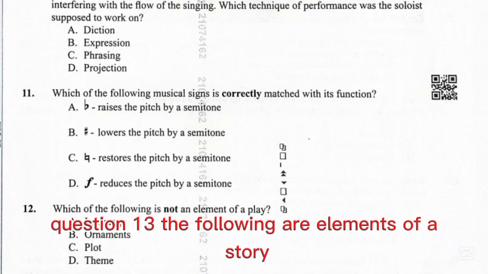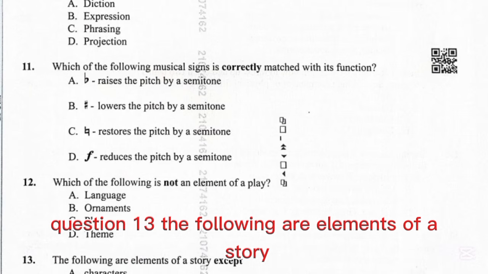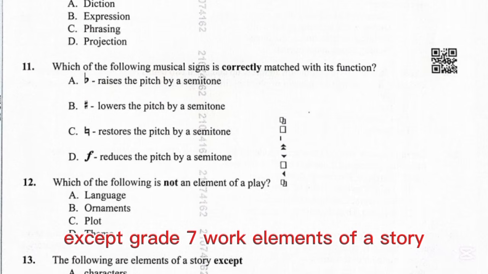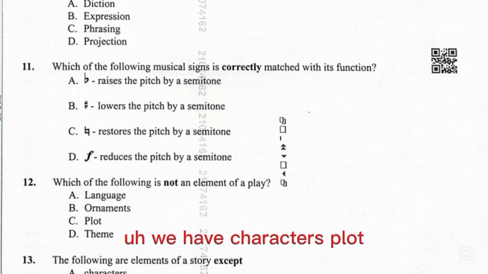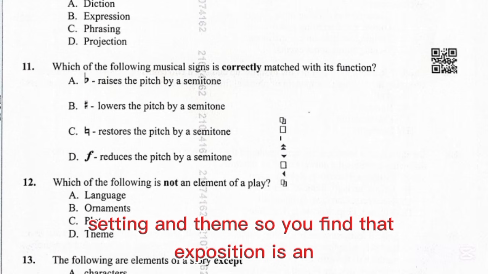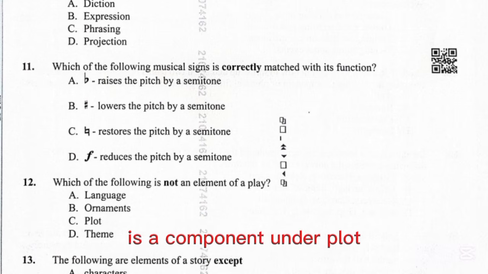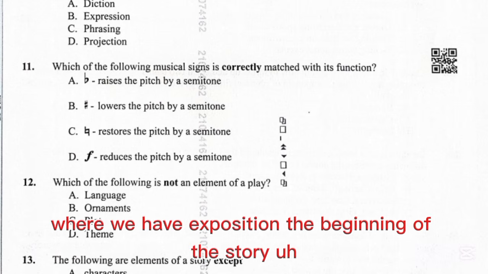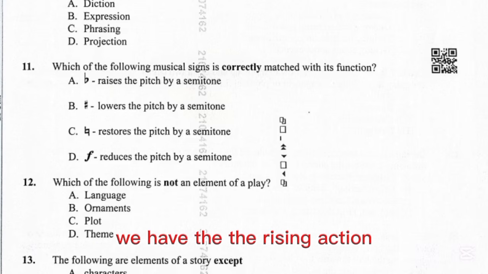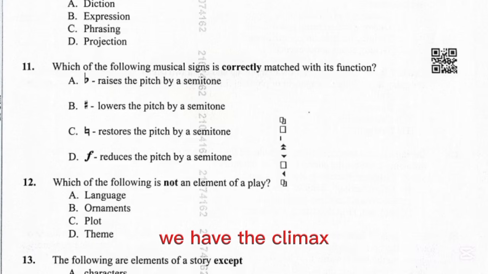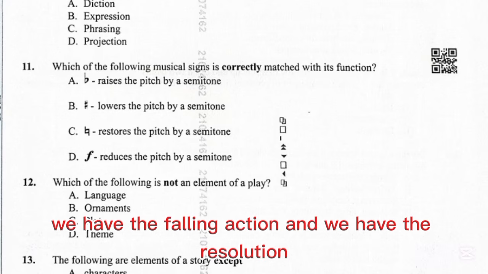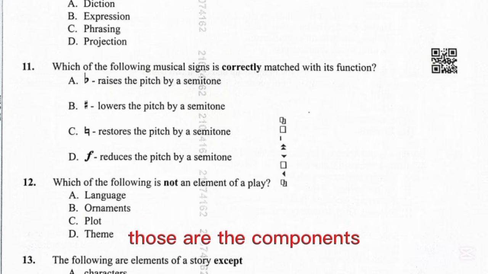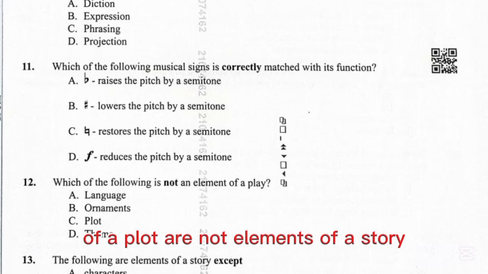Question 13. The following are elements of a story except, grade 7 work. Elements of a story. We have characters, plot, setting, and theme. So you find that exposition is a component under plot, where we have exposition, the beginning of the story. We have the rising action, the climax, the falling action, and the resolution. Those are the components of a plot and not elements of a story.